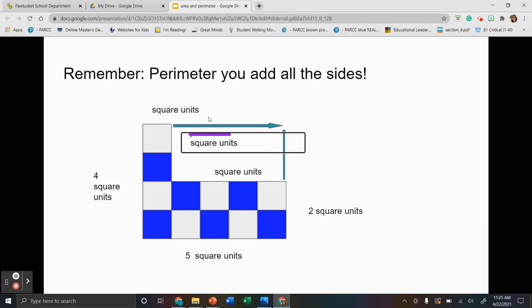All right, so I hope this was helpful. Just a quick review. Remember, for perimeter you add all of the sides, because if this was a yard and we want to put up a fence, we have to make sure that we have all of the sides. If we skip any of it, then our fence doesn't do us any good. And for area, I like to think area, array.